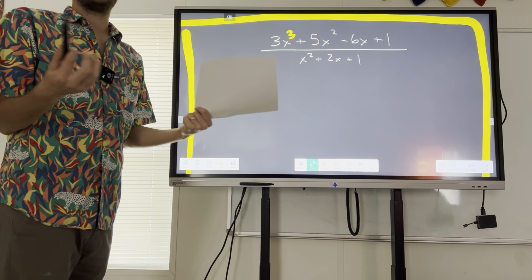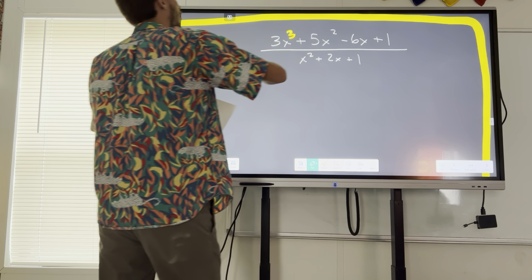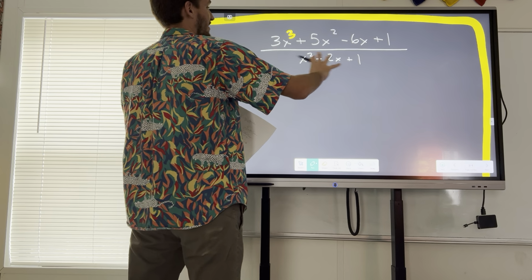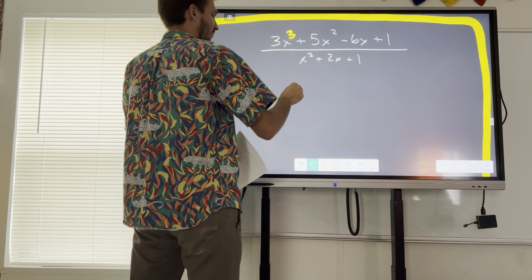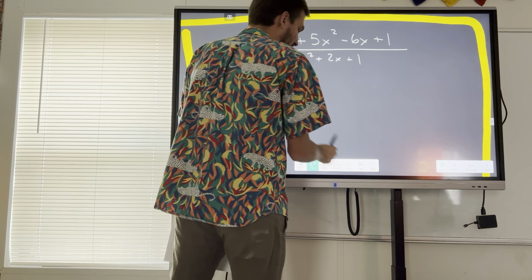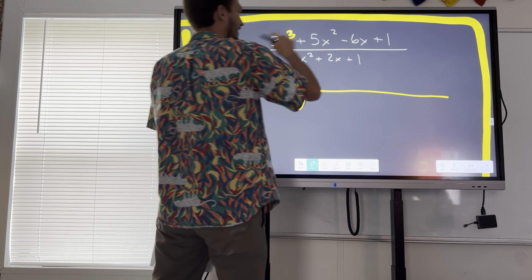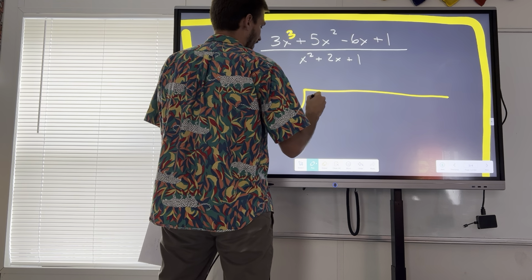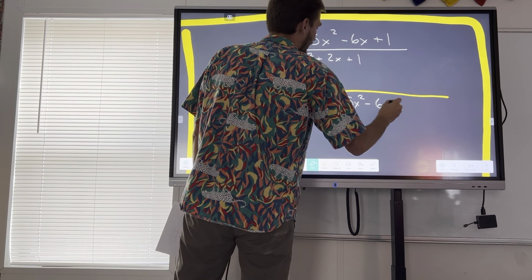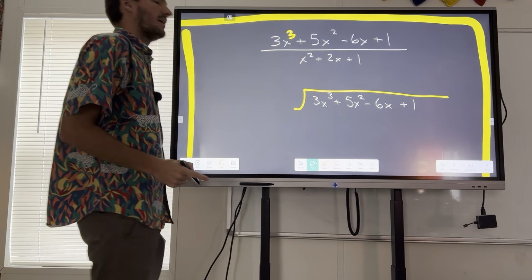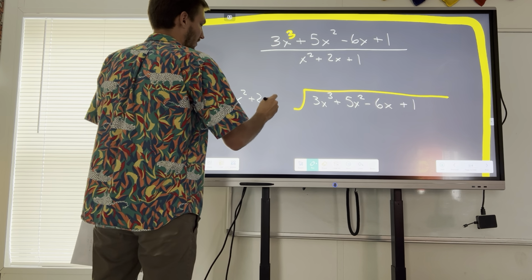And synthetic division doesn't work quite as well because we want to divide by all of this bottom stuff, which is two things. It's your x plus 1 and your x plus 1, and we can't separate them. So instead of synthetic division, we need to do regular polynomial division. So we're going to write the whole thing: 3x cubed plus 5x squared minus 6x plus 1, and then over here, x squared plus 2x plus 1.